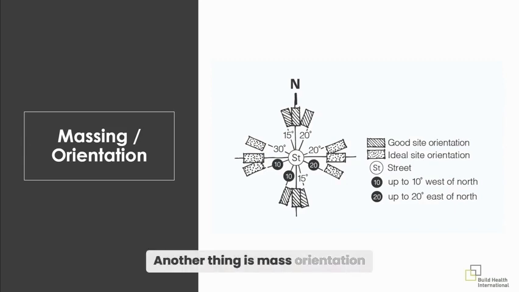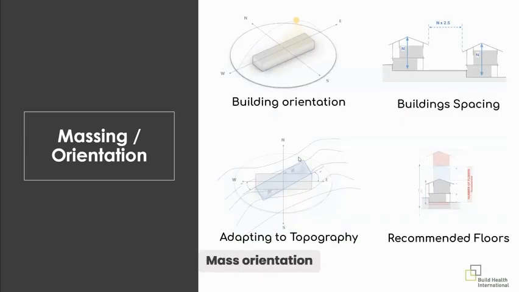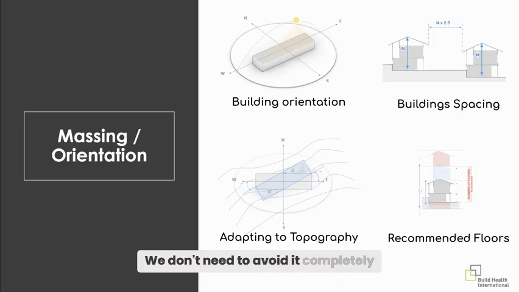Another thing is mass orientation. After orienting the building, what if you have more than one block, like two blocks? Again, you need to make sure that one building does not shed unnecessary shadow on the other building or block the direct sunlight. We don't need to avoid it completely because we need natural light within the house.